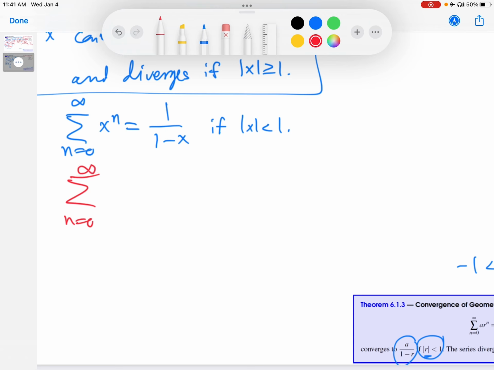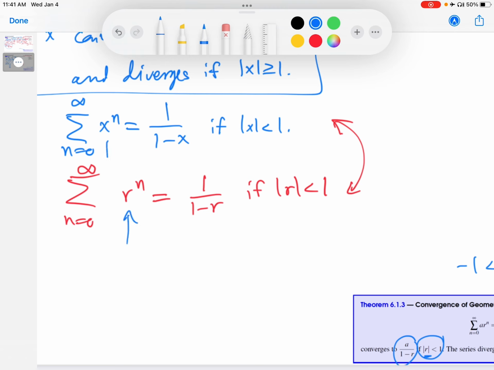If you look at the geometric series theorem, it's a r to the n, and it converges to a over 1 minus r if the absolute value of r is less than 1. Compare these two statements. They look pretty much exactly the same. The only thing that is different is, first of all, the a value is 1, so I'm going to remove that. There we go. And then second of all, I just literally changed the letter, right?